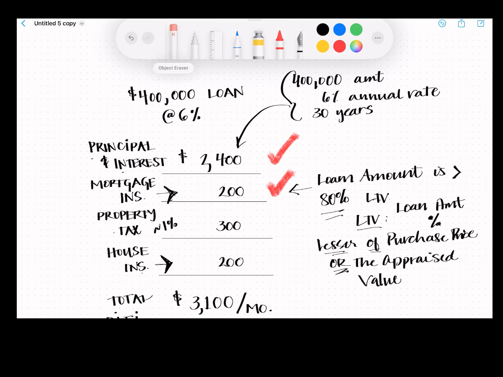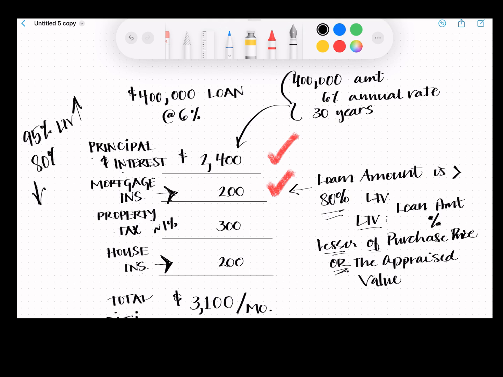The mortgage insurance does go down as you get closer to 80%. If you're at 95% loan to value, mortgage insurance is highest. And as you get closer to 80% loan to value, it's going to be lower. And if you're below 80% loan to value, you won't have mortgage insurance at all.